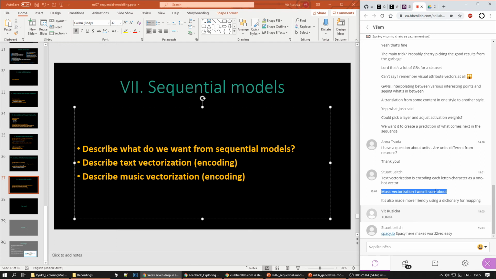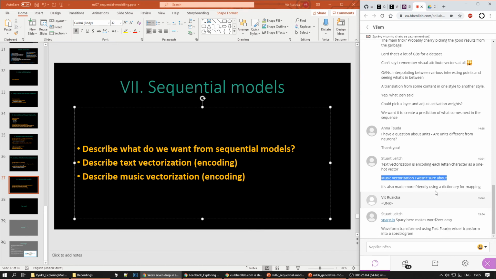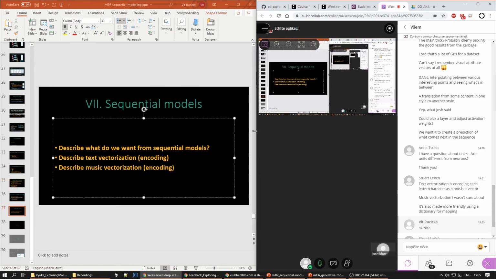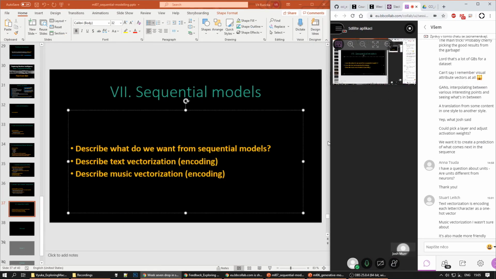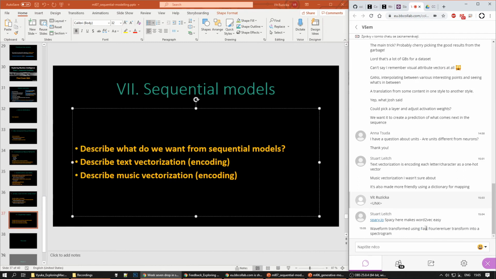Or encoding? I guess the first step is representing the sound file as a spectrogram. Yeah, I think that was it. So spectrogram representation is one way to treat signal data.